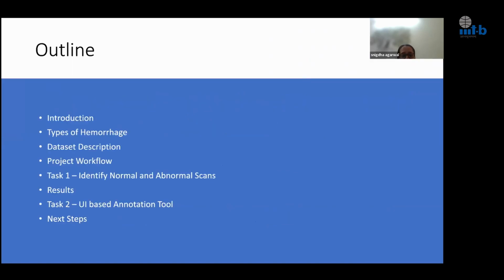So I will talk to you about the outline. I will talk about the problem of traumatic brain injury, focusing on types of hemorrhage, then the dataset that we're working on, the project workflow, and the first task, which is to identify normal and abnormal scans. Then I will show some results of the first task. The second task is to build a UI-based annotation tool, which we are currently working on, and then the next steps.